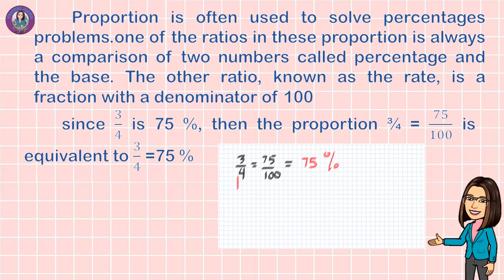4 is the base. 3 is the percentage. And 75 is the rate.